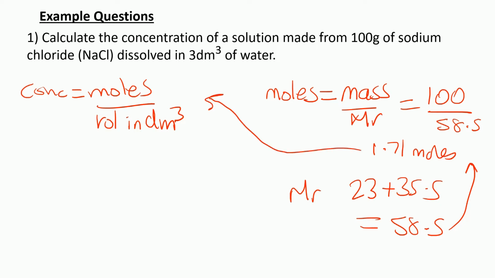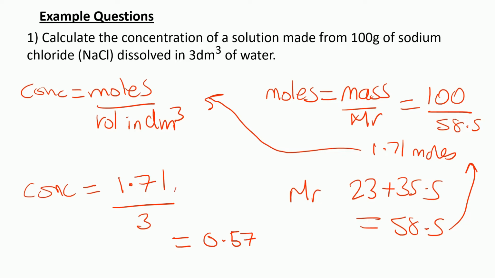So concentration is the moles, which is 1.71, divided by the volume in dm cubed, which is 3 dm cubed, and that comes to 0.57. And the unit, because we've got moles divided by dm cubed, is going to be in moles per dm cubed. So that is our final answer.